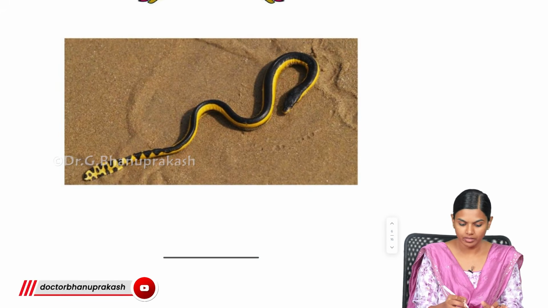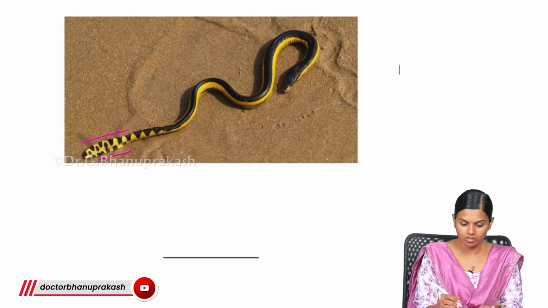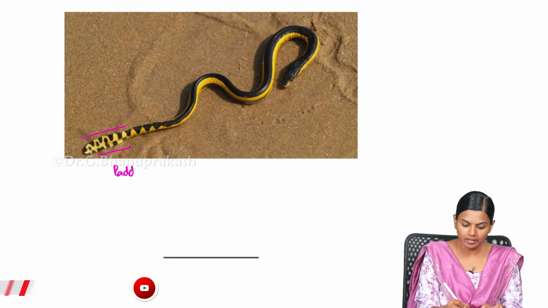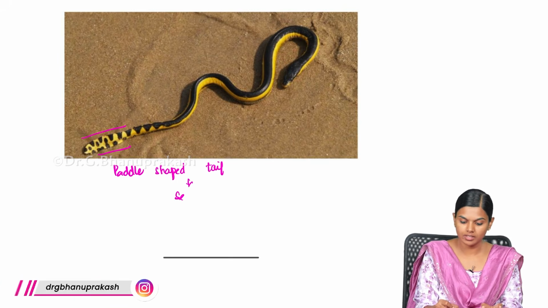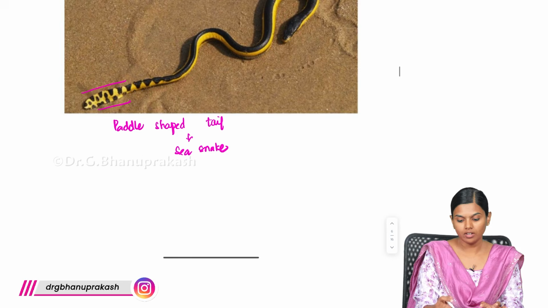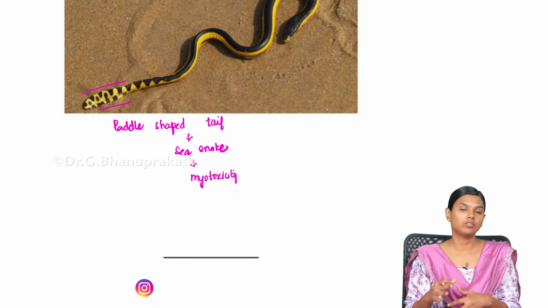Do you see this tail? It is looking like a paddle. So this is a paddle shaped tail. And this is a sea snake. And the sea snake will cause mainly myotoxicity. So that will be the presentation of this snake.